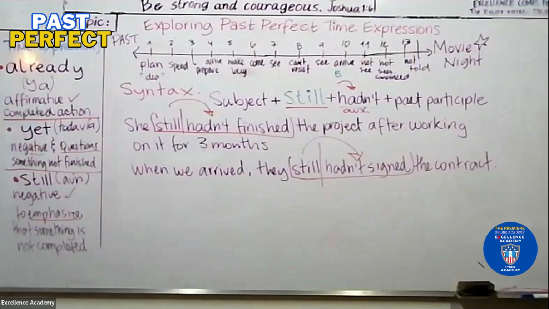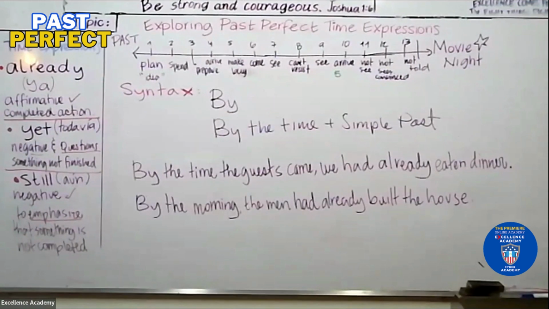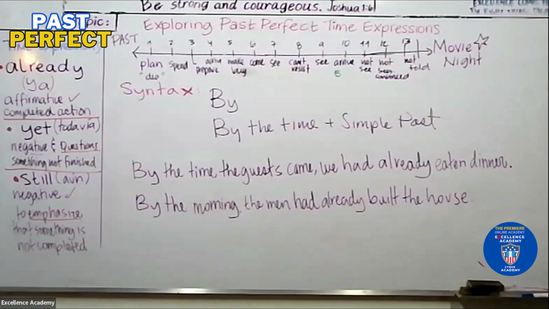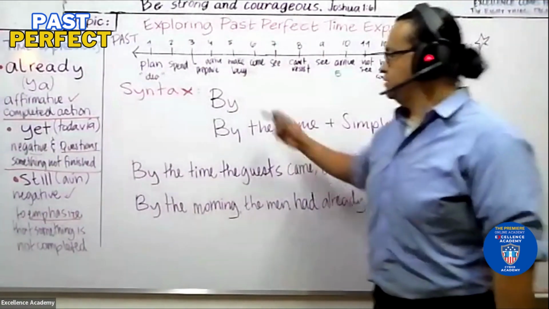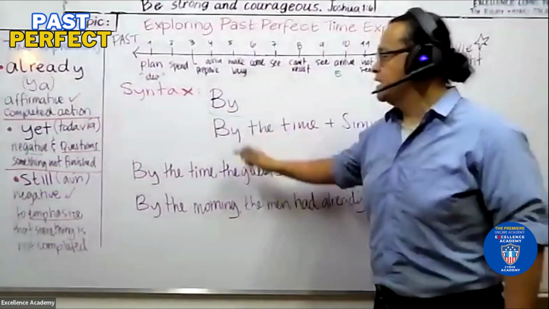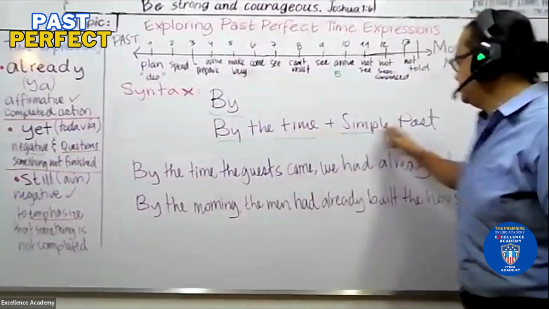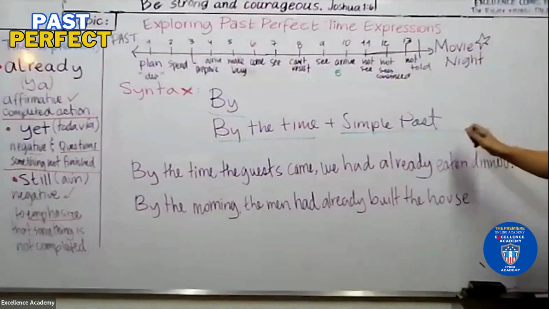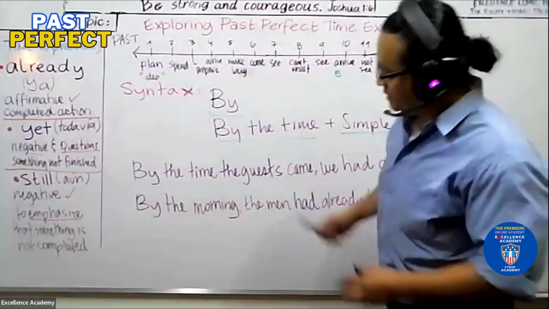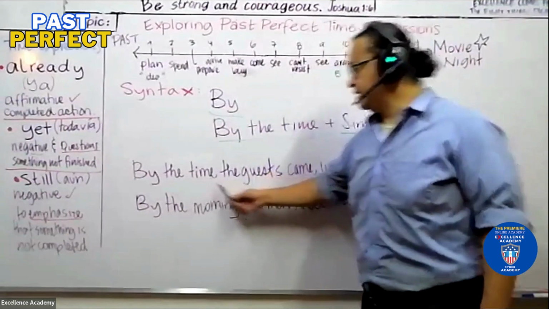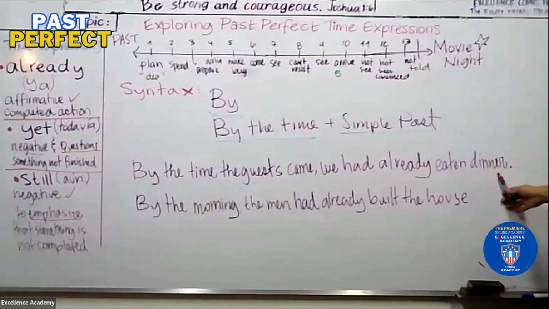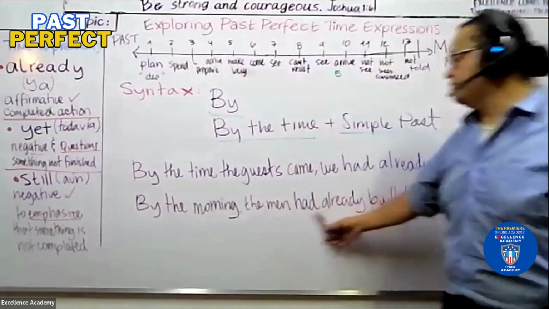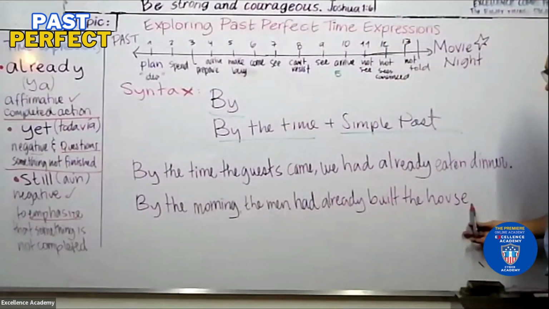And the last one before the break. Okay, guys, let's wrap it up with the last expression for past perfect, talking about past events. It's going to be the preposition by, or by the time plus simple past tense. Let's take a look at the first example. By the time the guests came, we had already eaten dinner. Or by the morning, the men had already built the house.